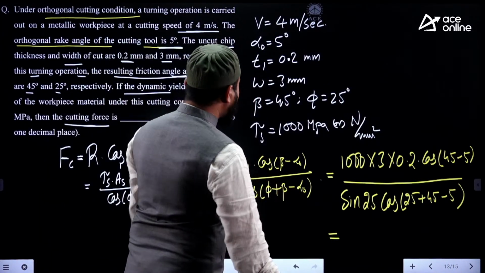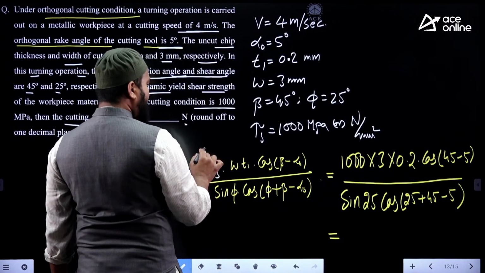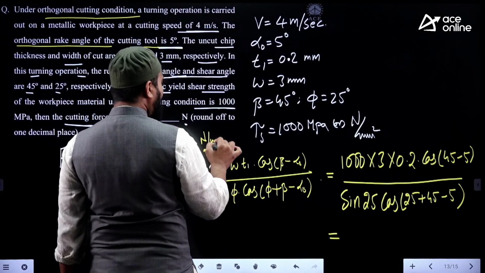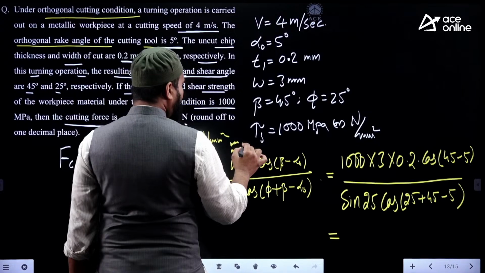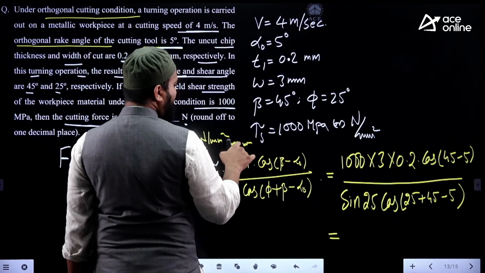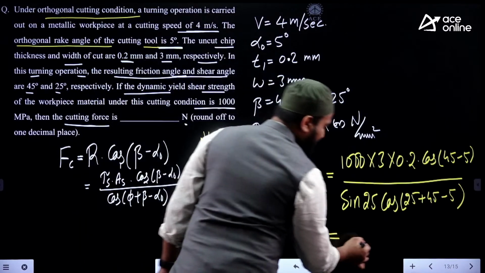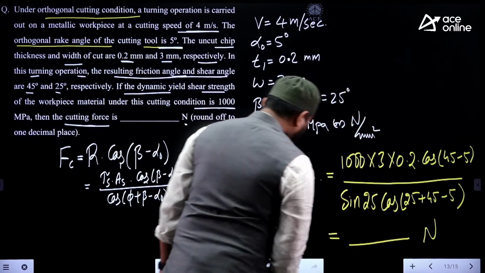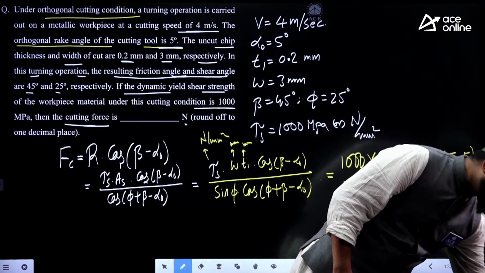Even if you try to check the units, tau is a shear strength which is in megapascal, nothing but Newton per mm square. Whereas both width and the uncut chip thickness are in mm. So Newton per mm square and these two are mm into mm, so mm square gets cancelled. Remaining everything is angle. Directly you will get these values in Newton. So tell me in the comment box what the cutting force value is.